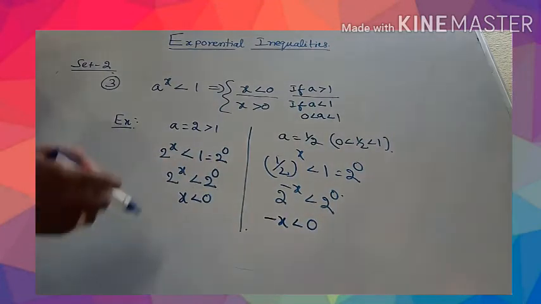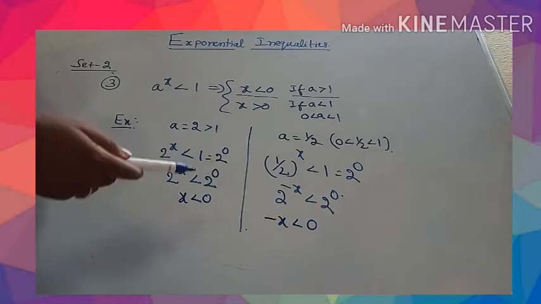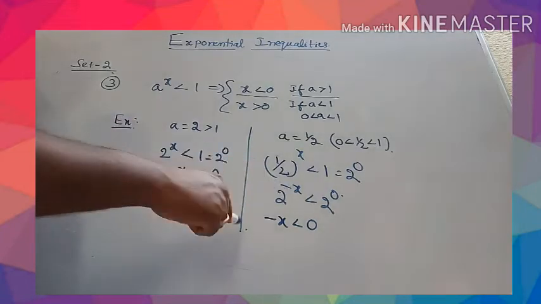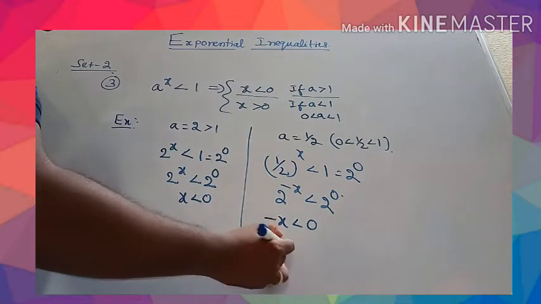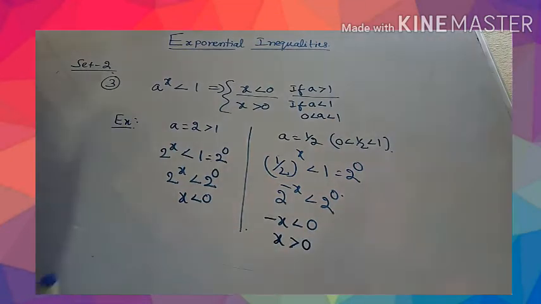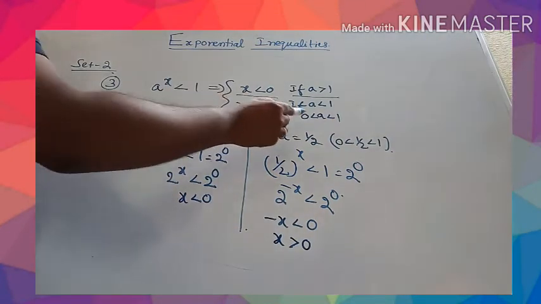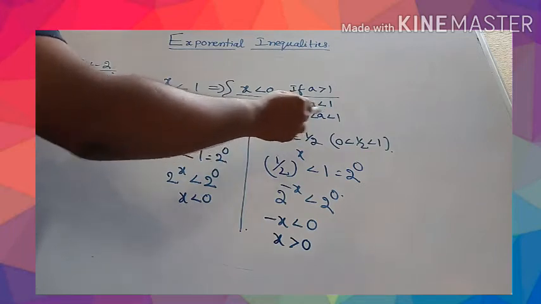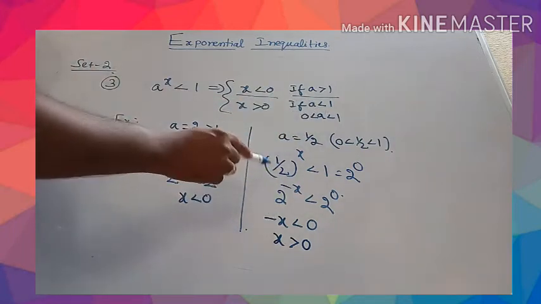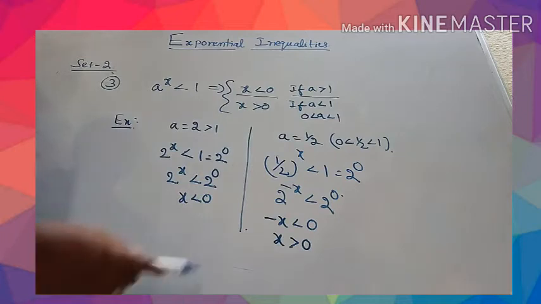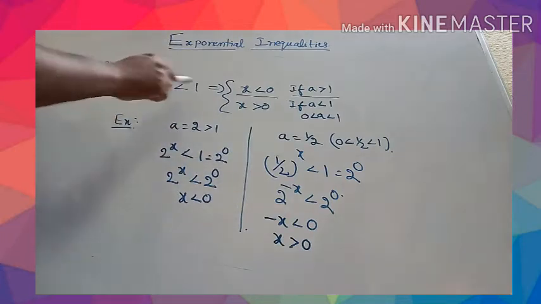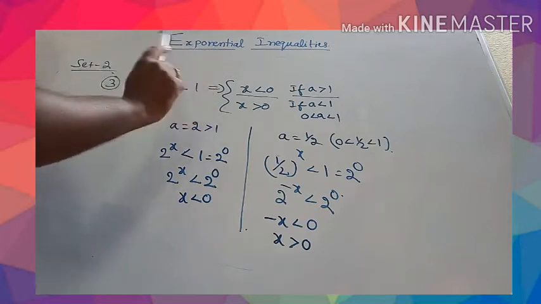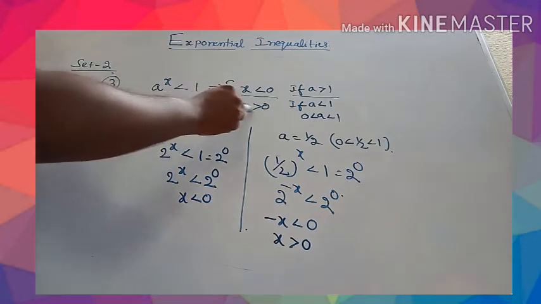And this minus x is less than 0, so you multiply by a negative sign, because we need positive x. Then you will get x is greater than 0. Therefore x is greater than 0 if the base a is lying between 0 and 1, as here we have taken a as 1 by 2. I think by these illustrations it is very clear that this inequality result is perfectly correct, right? Fine.